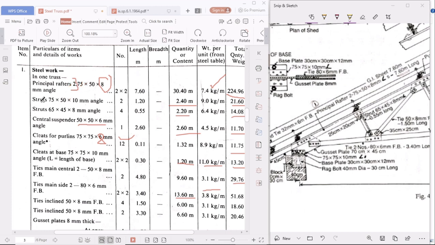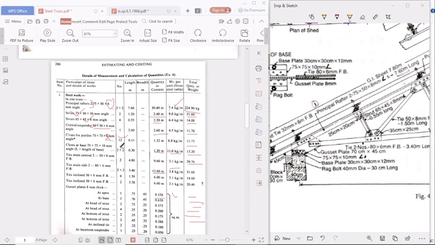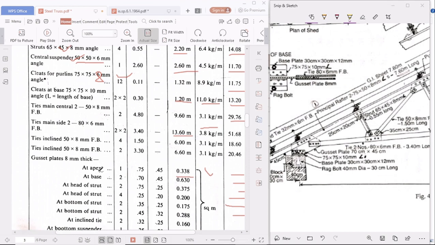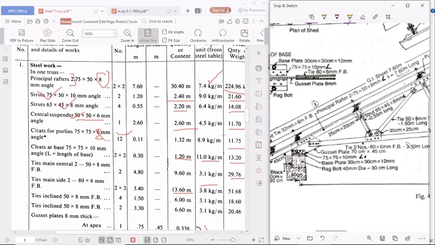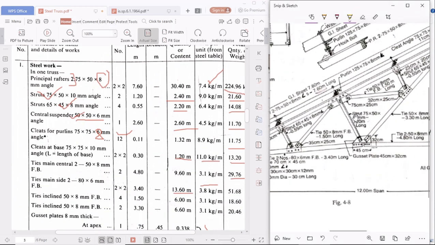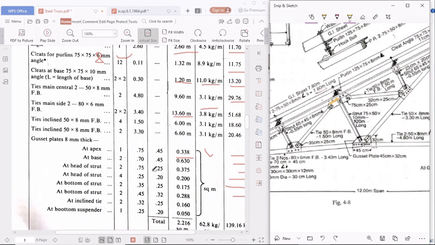Now the gusset plate connecting this strut, next this strut, next this strut. So by this we can cover all the gusset plates. Okay, now see, the gusset plates connecting the principal rafters are over. Now at the head of this strut, that is 75 into 50 into 10 mm. So 75 into 50 into 10 mm, so here it is there. So see here, this gusset plate, what is its dimension? 75 into 25. See, at the head of the strut 75 into 25.